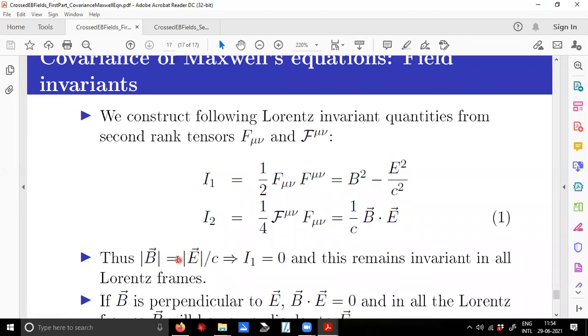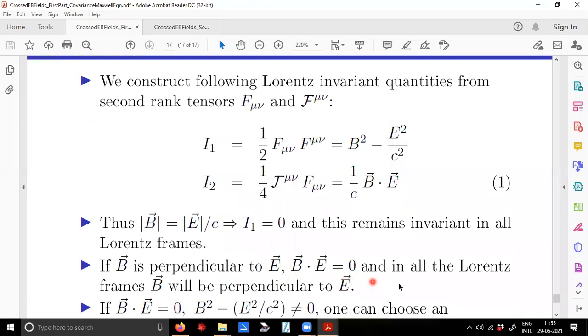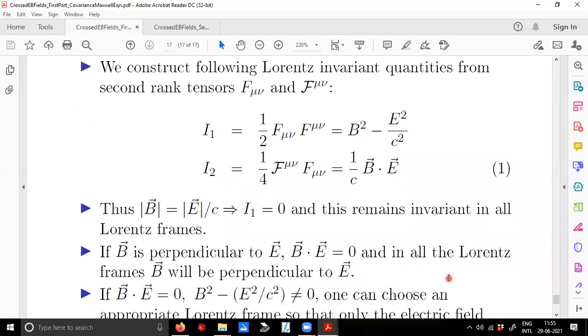Take, for example, light. Light is characterized by B and E with the same magnitude. Remember that? An electromagnetic wave has the same magnitude of electric field and magnetic field up to a factor C. In SI units, there is a C coming in. So I1 is equal to 0 in such a case. And if B is perpendicular to E, then I2 is 0 in all Lorentz frames of reference. Now notice that I1 is 0 and I2 is 0 characterizes a freely propagating electromagnetic wave.